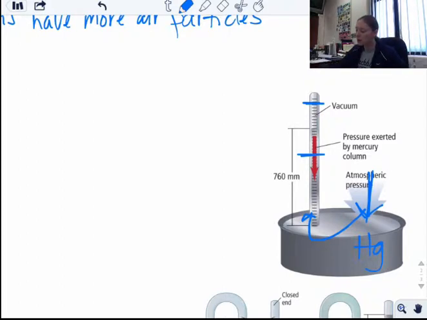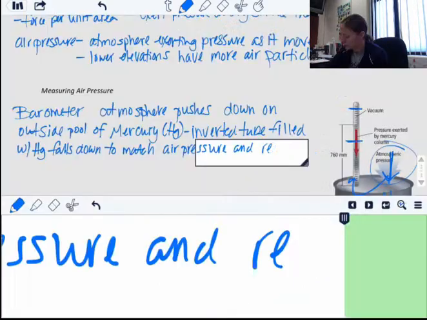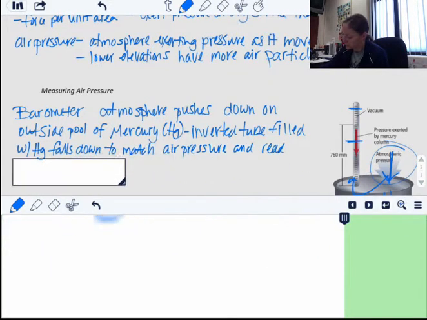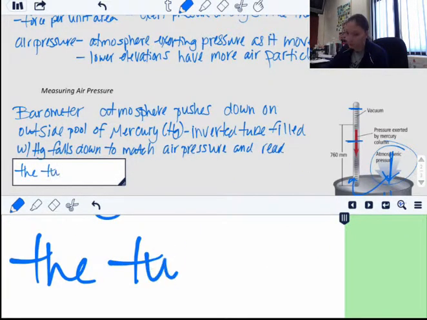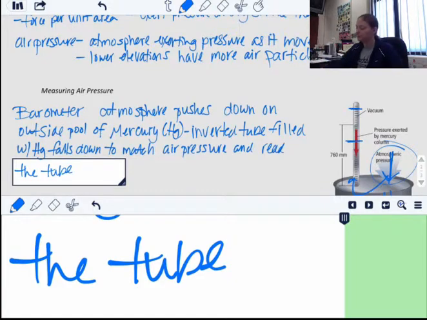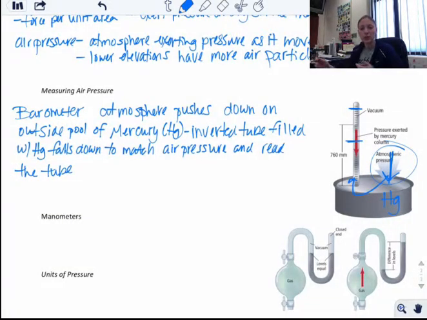So it's all about how much pressure is pushing down on this pool that then pushes up this skinny tube, and you then read it. So that is a barometer. A barometer measures air pressure.